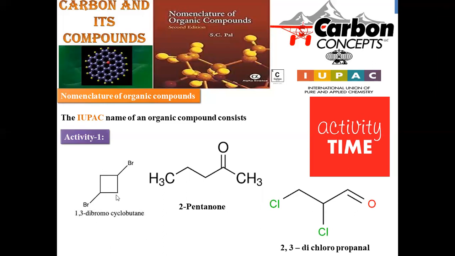The number of carbons in the cyclic system? 4, buta. Being cyclic, cyclo is the prefix. So here the entire name of the compound will become 1,3-dibromocyclobutane. Let us repeat: 1,3-dibromocyclobutane is the IUPAC name of this compound.